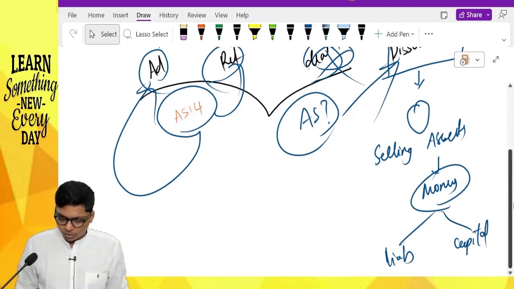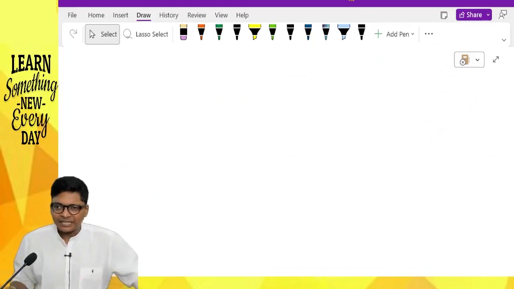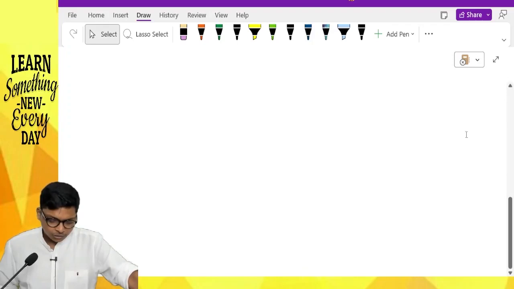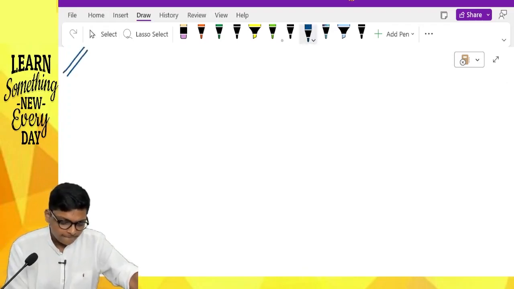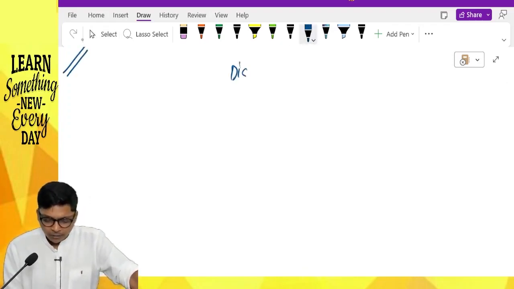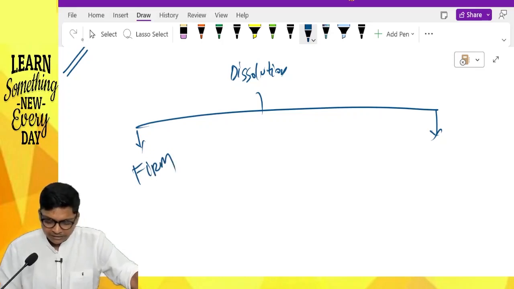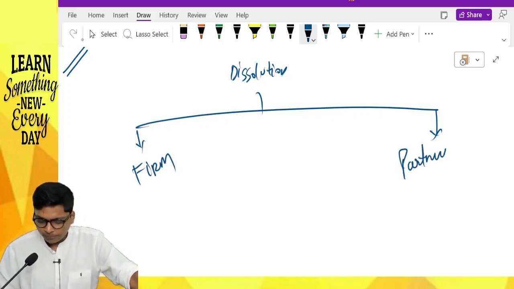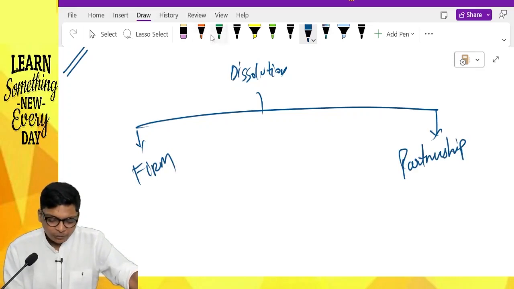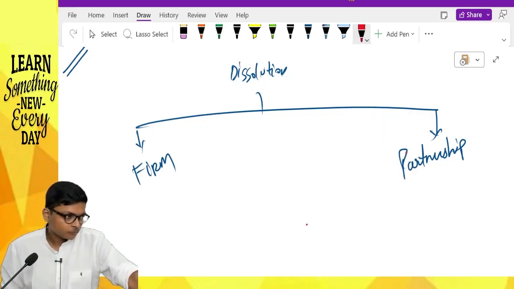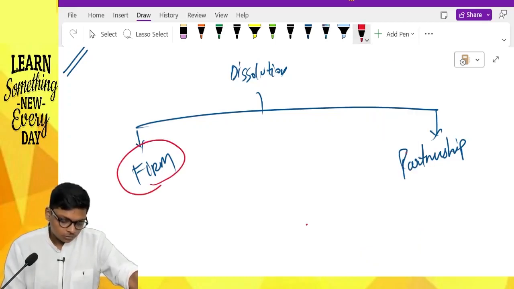Okay. Now, just this chapter there is hardly any theory. I think in 10 minutes we will start off with the sums. Okay. Dissolution. Little bit of CA foundation. There are two types of dissolutions. Dissolution of firm, dissolution of partnership. Can you tell me the difference between these two, guys?